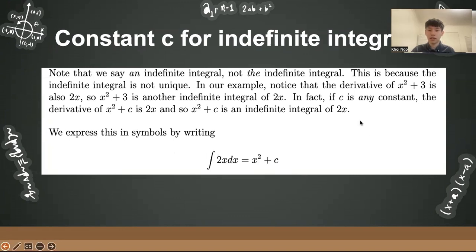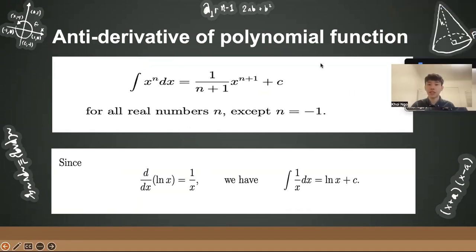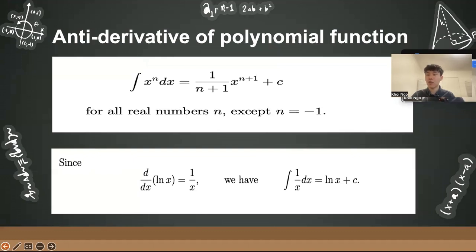And then let's keep going to the next section, the antiderivative of polynomial functions. It's like the derivative: we also have a formula to find the antiderivative of a polynomial function. Let's have a look. The antiderivative of x to the power of n dx is equal to 1 over n plus 1 times x to the power of n plus 1, plus c, right? And this formula works for all real numbers n except the special case n equal to -1.